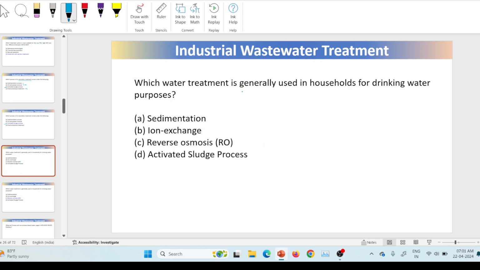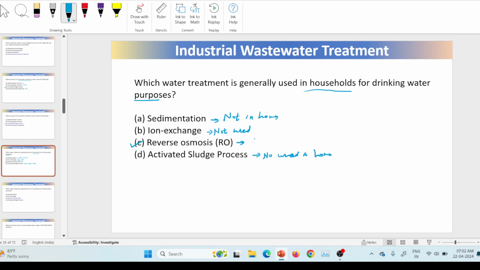Which water treatment is generally used in households for drinking water purposes? Sedimentation is not used in homes. Activated sludge is also not used in homes. Ion exchange can be used in homes, but it is not used because we have to change the bed and the media every time. But reverse osmosis is mostly used in households.